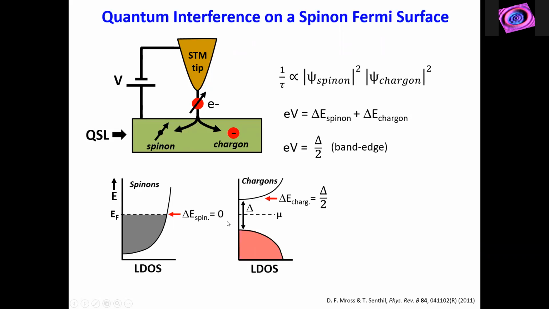And so to create a zero energy spinon, the spinon has to be created at the Fermi surface, the spinon Fermi surface. That's the zero energy for spinons. So what that means is that if we tunnel into the band edge of the Mott insulator, we are probing the spinon Fermi surface, if it's a quantum spin liquid.